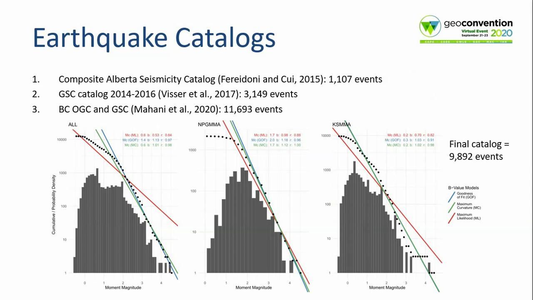Events below a unique threshold magnitude of completeness for the North Peace and Kaskatinaw regions were removed because results were quite different for the 2 different regions. Events prior to January 1st, 2000 were also removed. So our final catalog consisted of just under 10,000 events.